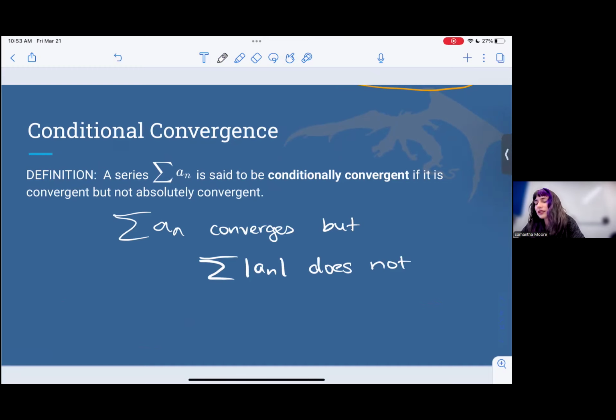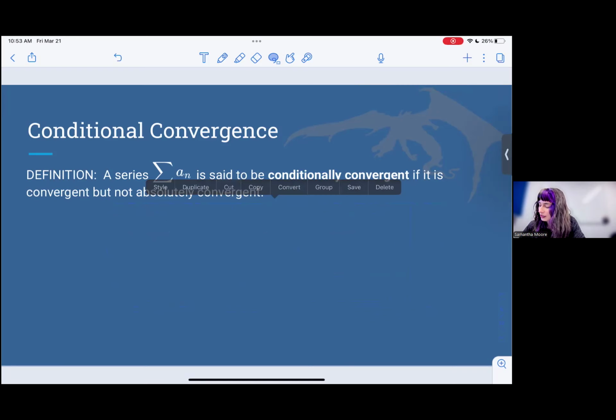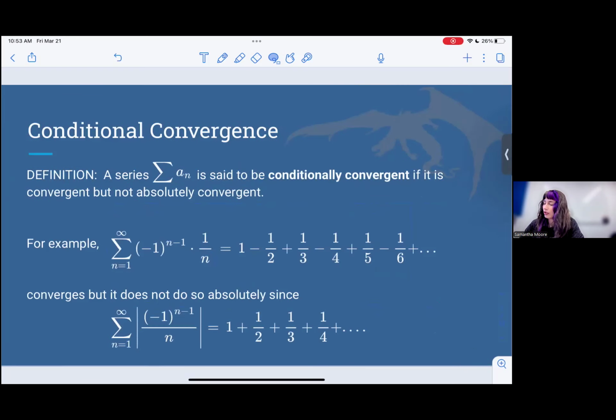So that is what conditional convergence looks like. Turns out we've talked about some examples of conditional convergence, likely in your classes before. It's already been sort of mentioned. So here's an example that you may have seen before. It's called the alternating harmonic series.